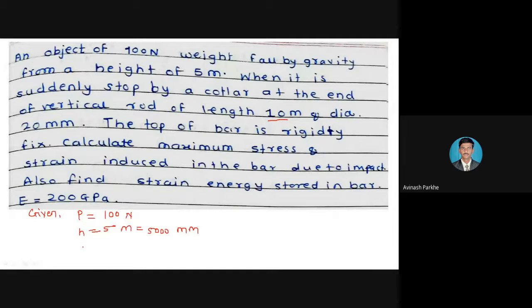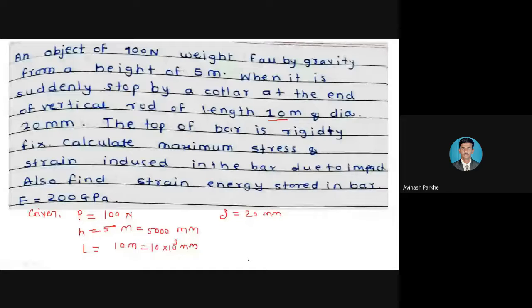Then that load is suddenly stopped by the collar which is connected to the vertical rod. So the length of that particular rod is given as 10 meter, which is equal to 10 into 10 raised to 3 mm. So the length is also given, 10 into 10 raised to 3. We have converted. Then the diameter of the rod, how much? 20 mm. The diameter of the rod is given, 20 mm.